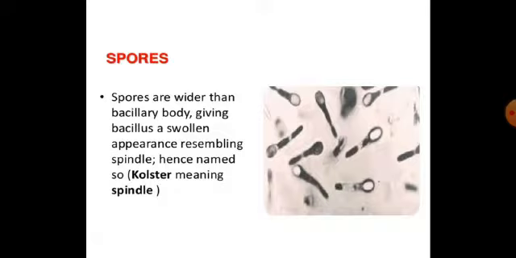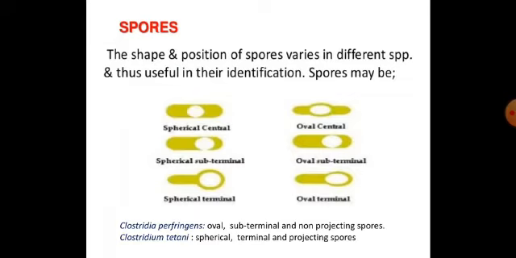The spores of these bacilli are wider than the bacillary body, giving a swollen appearance. This swollen appearance resembles a spindle, and hence the name Clostridium, that means spindle in shape. The shape and position of spores vary in different species and can be used as a useful method for identification. These spores may be central, terminal or subterminal, and may be spherical or oval in shape.